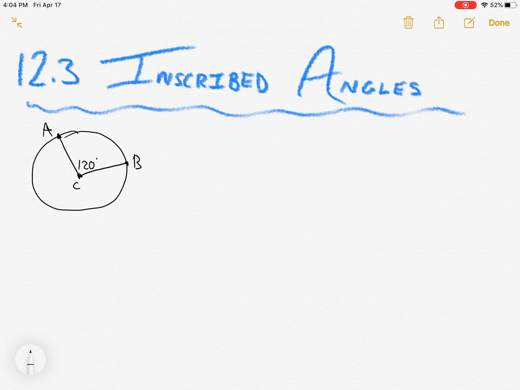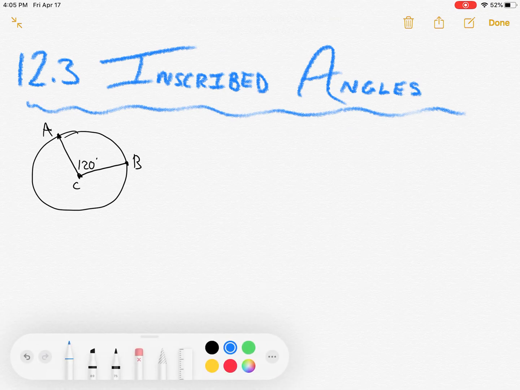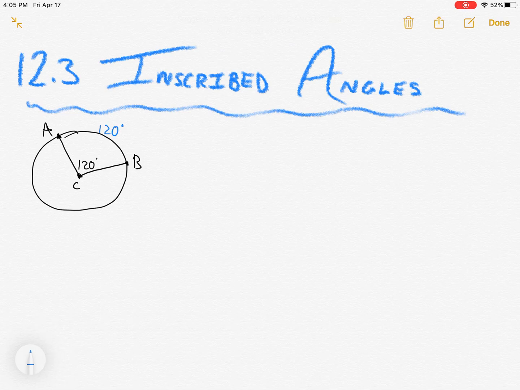Welcome back to geometry. This section's on inscribed angles, and it's shorter than 12.2. I think we will get this in one video. So here's a setup. Say we have a circle. This is circle C, the center is C, with a central angle labeled here at 120 degrees.